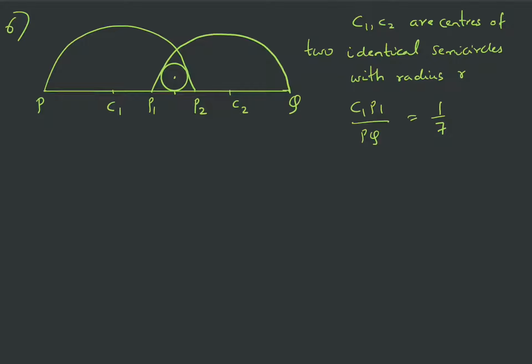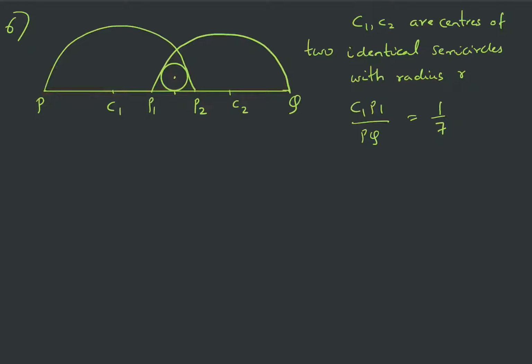Fine. So in this question it is given that C1 and C2 are centers of two semicircles. Okay. So C1 and C2 are the centers of these two semicircles, and these are identical with equal radius r, and there is a circle which is touching these two semicircles inside P1 P2. So you need to find the radius of this small circle in terms of r. That is the question. And it is also given that C1 P1 by PQ is 1/7. So you need to find the radius of this small circle. So let us say the radius of small circle is r1.